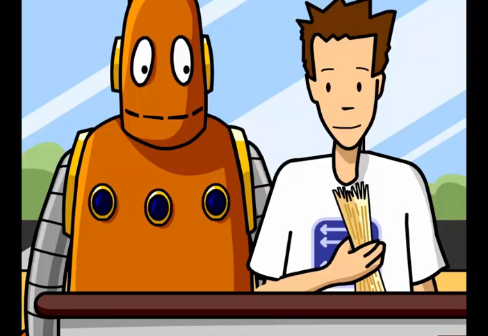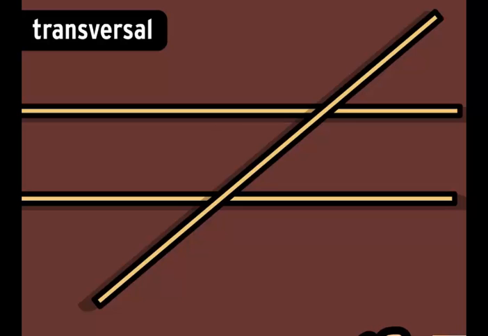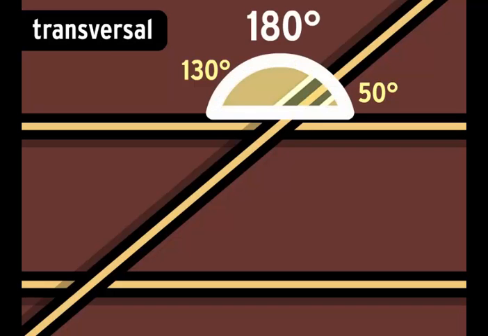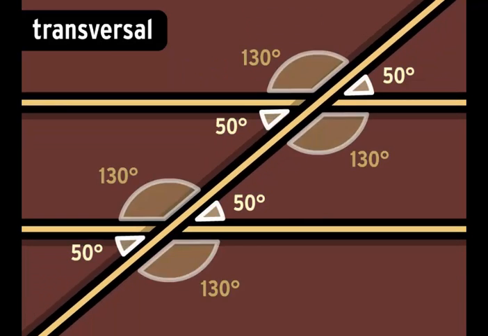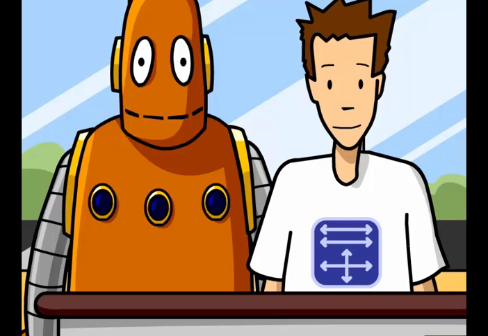Well, check this out. When a straight line crosses parallel lines, it's called a transversal. Where the lines meet, the adjacent angles add up to 180 degrees. And opposite angles are of equal measure. Yeah, neat, huh? So those are parallel lines.